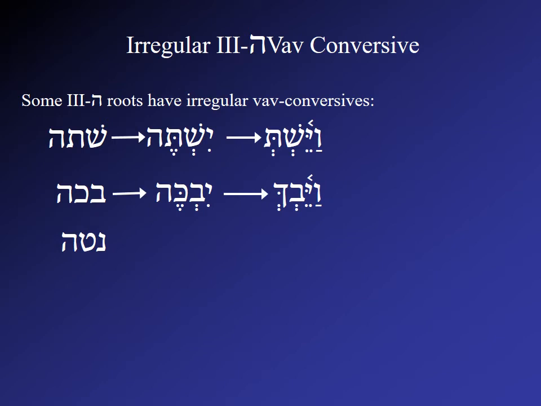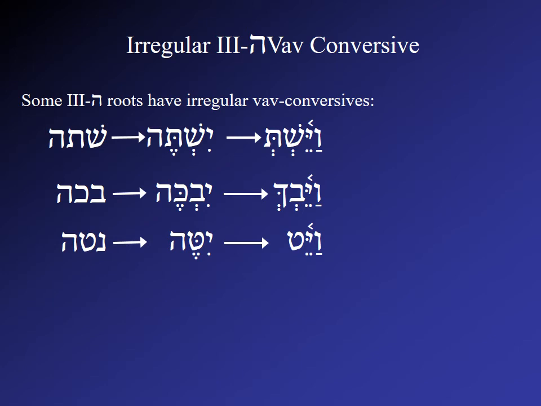One that is slightly different, nata. You can see the problem here is we have a third nun, which is also a first hey. So what it's going to do in the prefix is yiteh. There you see that the nun has assimilated. You would expect yinteh, but instead yiteh. Now when we go to the vav conversive here, if it's an irregular vav conversive, like the two we just saw, it becomes vayet.